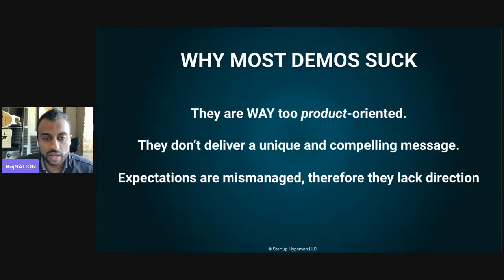Why most demos suck. The reality here is that they are way too product-oriented. They don't deliver a unique and compelling message because they're way too product-oriented, and as a result, expectations are mismanaged, and therefore they lack direction, right? That's the big challenge. And I'll tell you, I have personally reviewed over 100 demo calls over the last few years. So that's where a lot of this knowledge is coming from. This is really the big challenge that I think a lot of companies are facing.